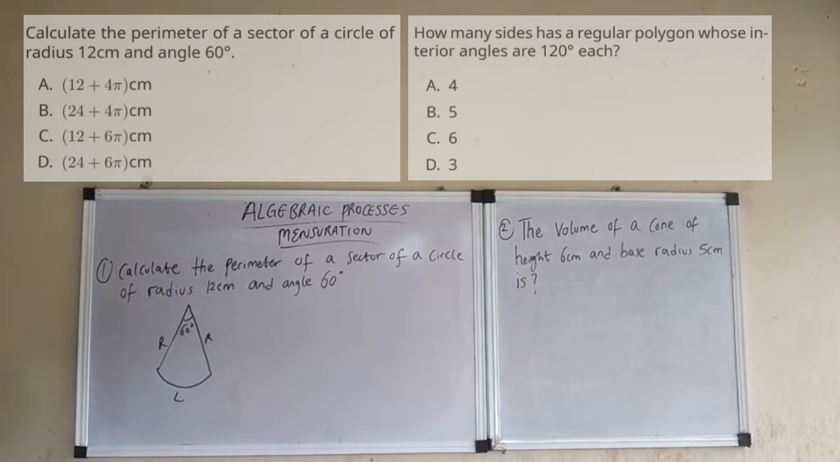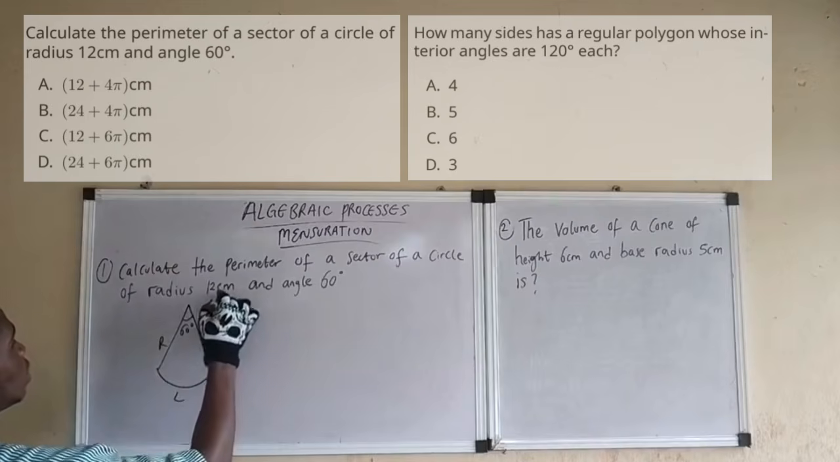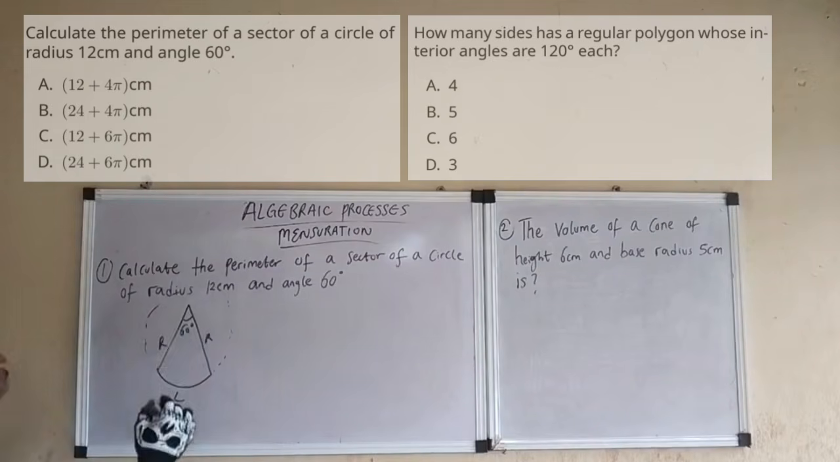So remember that this is actually a whole circle. Do you understand? Let's say this is actually a whole circle, right? And this sector is just a part, like a pie, like a pizza. So this L here that you're seeing is the length of arc. And length of arc has its own formula, which is what? Theta over 360 times 2 pi r. Do you understand? Theta over 360 times 2 pi r.